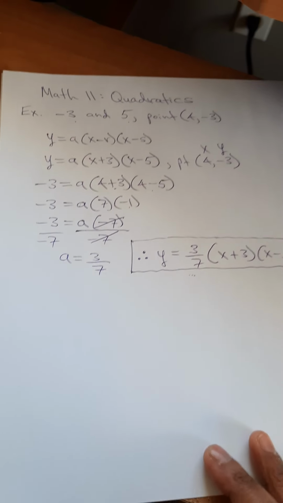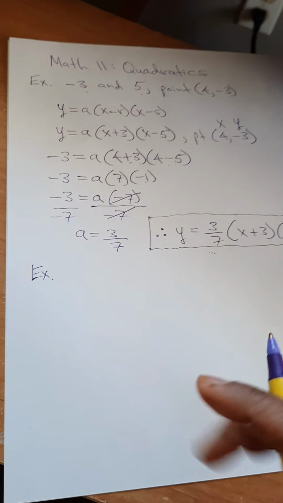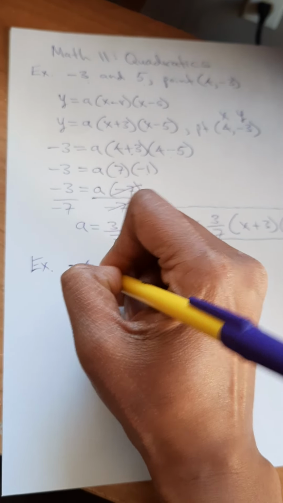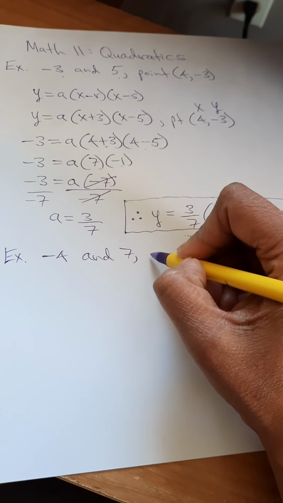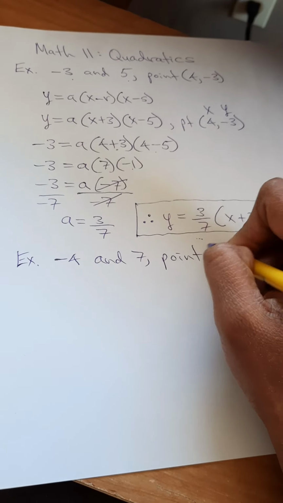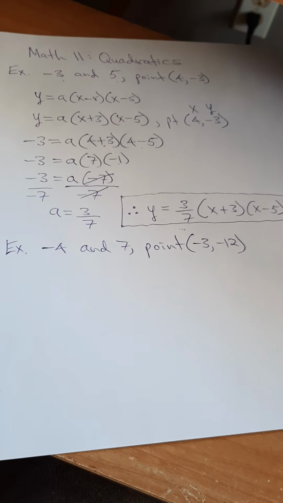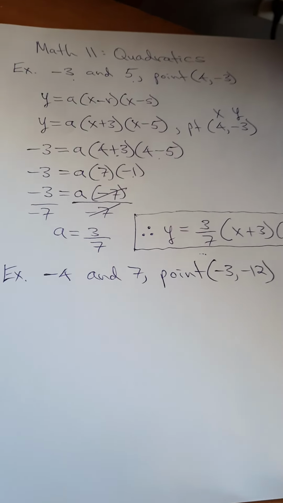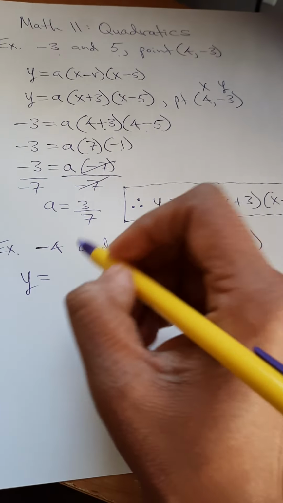Okay, so let's try one more example here. Okay, so this time, the x-intercepts are -4 and 7. And I'm given my point, okay, and the point is -3 and -12, okay? So let's try that, okay? I'm going to plug it into my equation one more time.